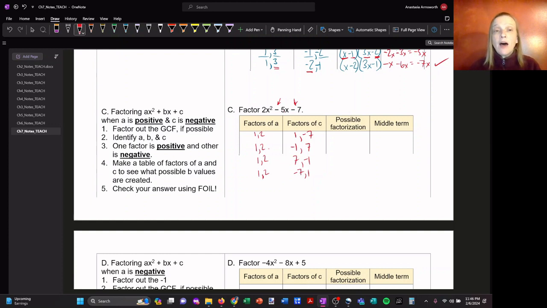So when you have a C value that's negative, when A is still positive, we're going to treat it differently when A is negative. We'll do an example of that in a little bit. But when C is negative, you need to test a lot of different combinations of factor values. So let's look at those possible factorizations.